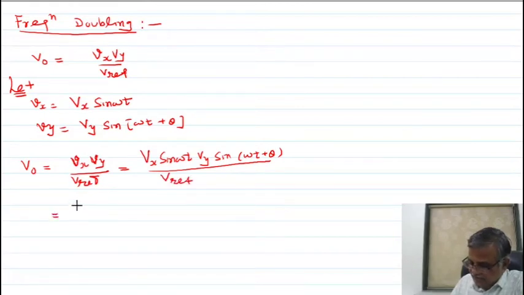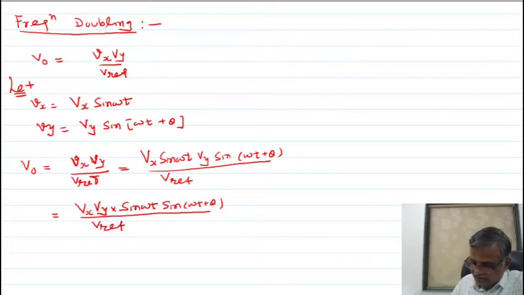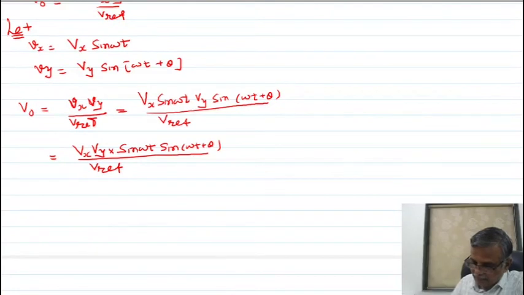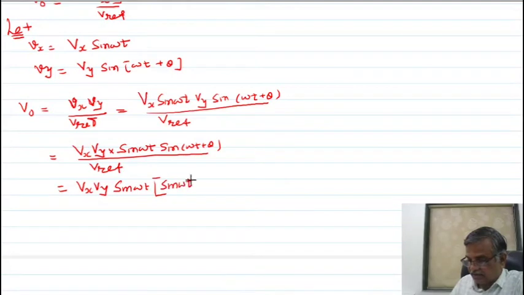So I can write Vx Vy sin omega t into sin omega t plus theta. This is your V reference. So I can write this is your Vx Vy sin omega t. What is this value? You know, sin omega t cos theta plus cos omega t sin theta upon V reference.